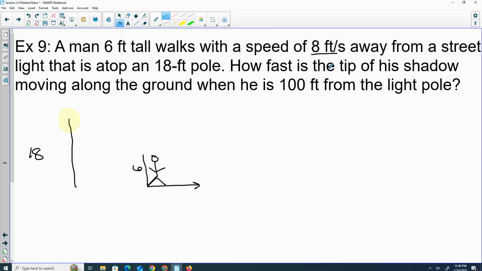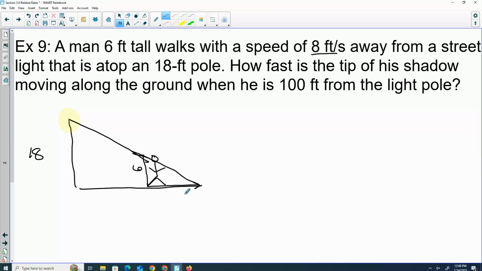We want to know how fast the tip of his shadow is moving along the ground. Where is his shadow? Behind. This is his shadow right here. Oh, I see. Okay, I understand. Okay, here's my triangle.